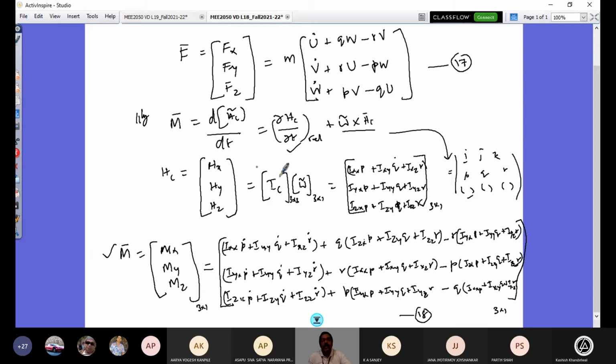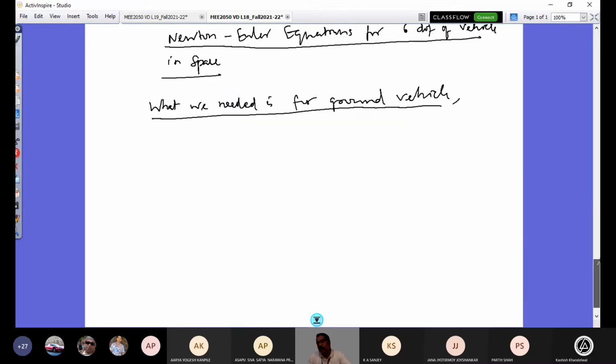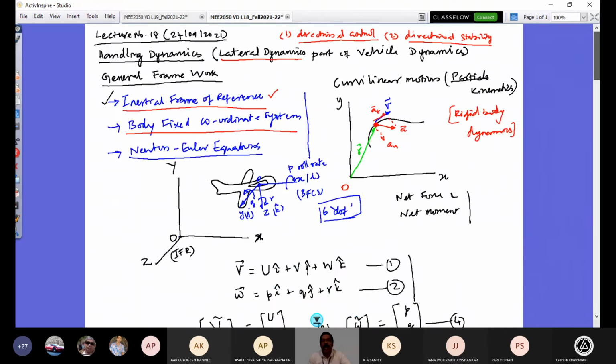So what is that? Look here, you have this aircraft. This aircraft structure is symmetric about which plane? If I ask you, you would say that it is symmetric about the XZ plane.